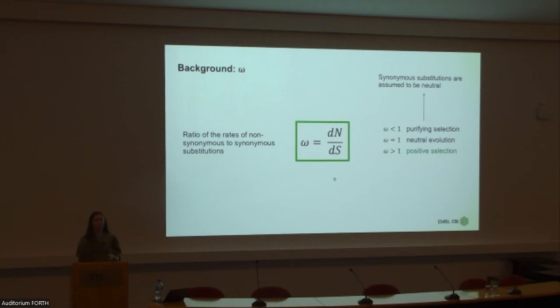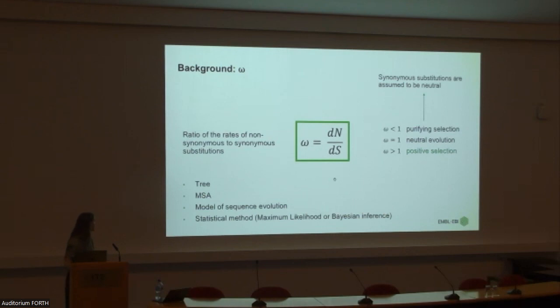Most amino acid changes are thought to be deleterious, and so are assumed to be, in most cases, selected against. And synonymous changes, where they don't result in an amino acid change, are considered to be neutral. And so by this reasoning, we can interpret an omega of greater than 1 to be indicative of positive selection, where we have a higher rate of these non-synonymous mutations being fixed.